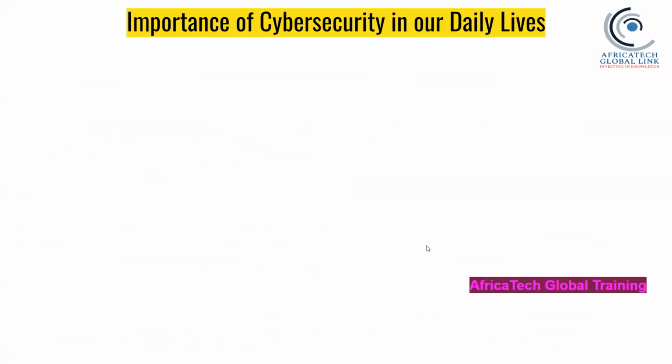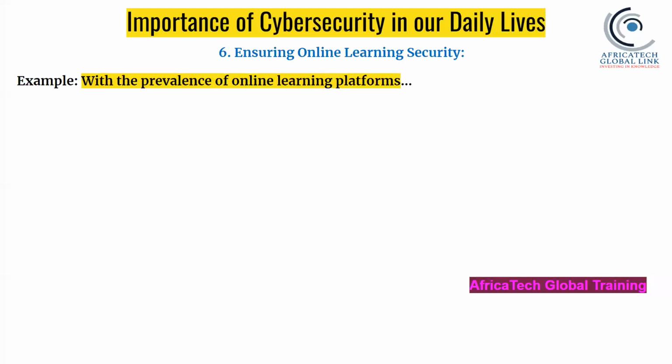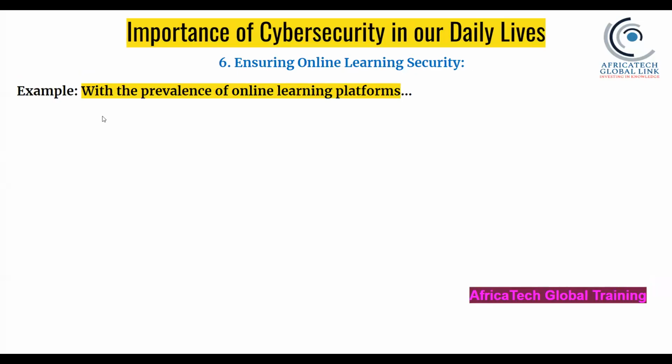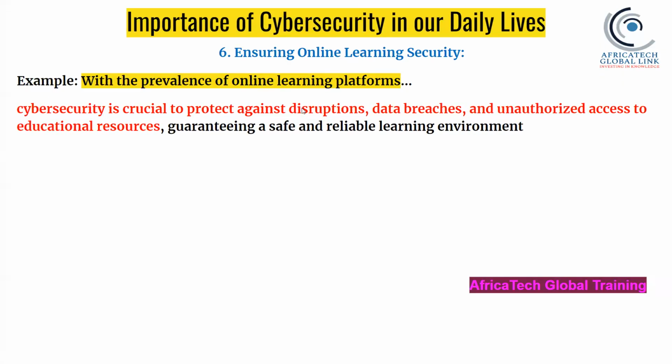Before we take a break, we will study one more example: ensuring online learning security with the prevalence of online learning platforms. Let's finish this and then we can take a break and take questions. Cybersecurity is crucial to protect against what? Disruption, data breaches, unauthorized access to educational resources, guaranteeing a safe and reliable learning environment.